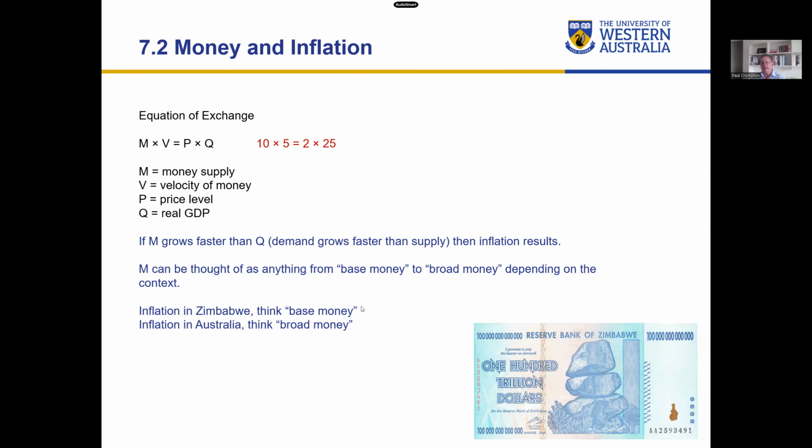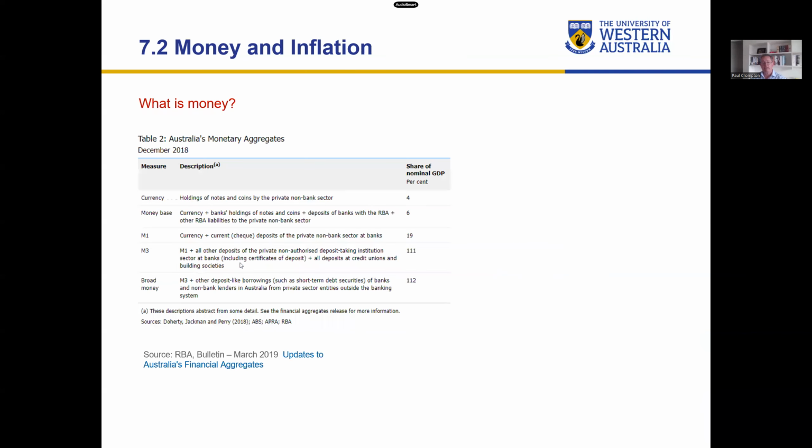In the case of Zimbabwe, the government and the central bank were printing and circulating new notes, new currency. So in that case, it was actually base money that was growing very, very rapidly. And so it would make most sense in Zimbabwe's case to interpret the money supply here, M, as almost currency, base money. Going back to here, we can see that currency and base money are very similar quantities. Currency is 4% of nominal GDP in Australia. Excuse me, base money is 6%. So they're very similar measures.